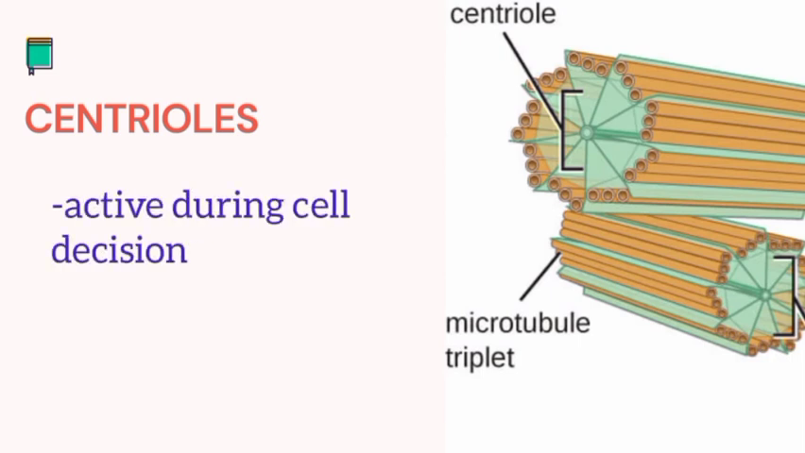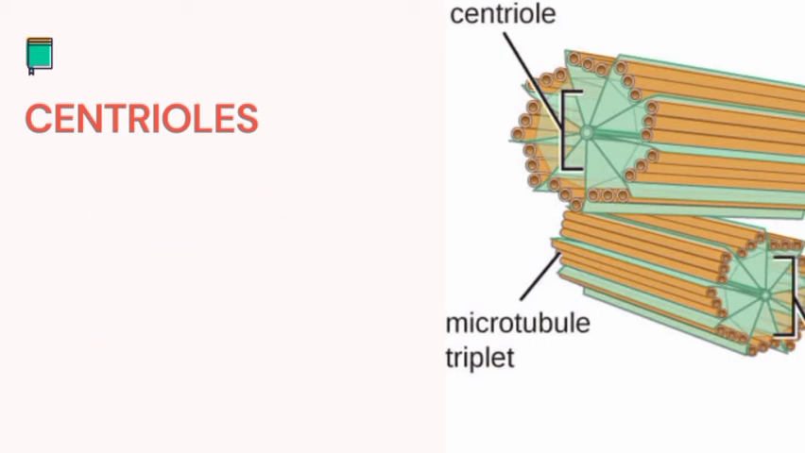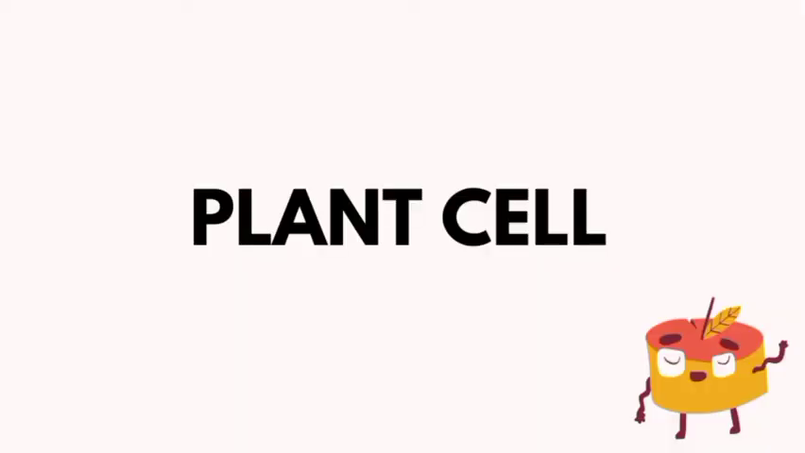The next is the centrioles. They are active during cell division, and during that time, they form something known as the mitotic spindle, which consists of microtubules. What it does is that during cell division, it pulls the chromosomes apart, allowing the cell to split into two. The chromosomes are a condensed version of chromatin, so they form during cell division. And that is the animal cell.